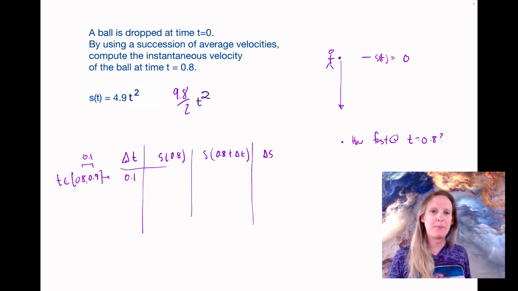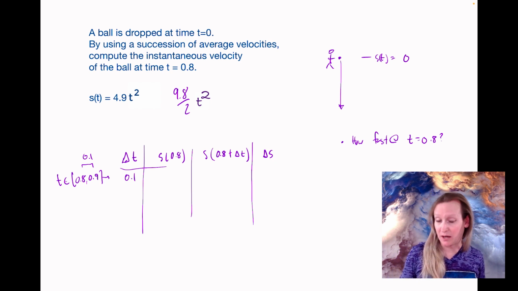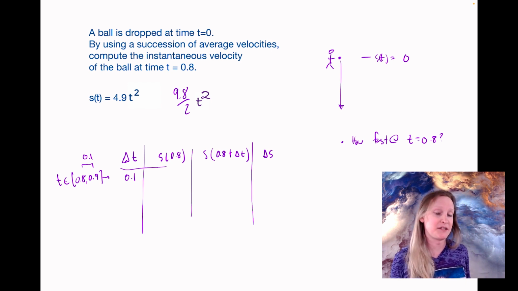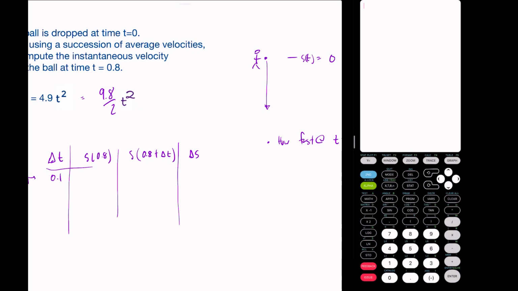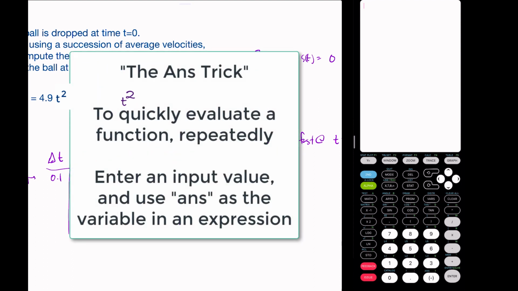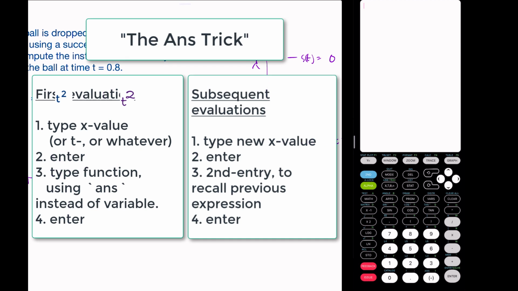Now, I'm a big fan of using the ANS trick in my TI calculator, and I'll do my best to demonstrate that now using my simulated TI calculator on my iPad. So I now have my simulated TI calculator on my screen, and I'm going to use what's called the ANS trick, or at least I call it the ANS trick, to evaluate the function 4.9 t squared really quickly for different t values. So what I'm going to do is enter the t value that I want to evaluate my function at first. And I'm going to go 0.8, enter.